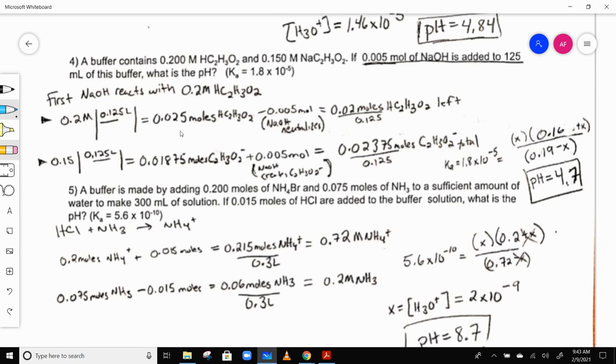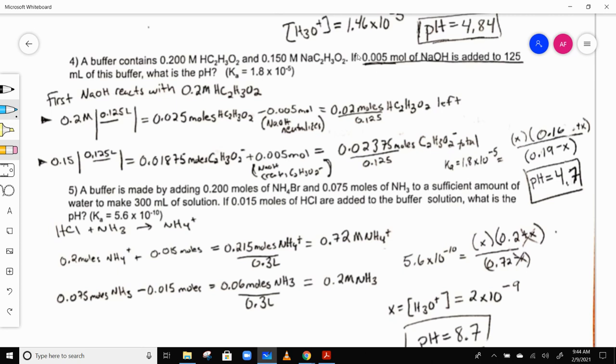Then we know that if we add 0.005 moles of NaOH, that's going to react with the acetic acid and subtract. It's a 1-to-1 ratio. So we're going to lose that many moles of acetic acid. So I subtracted it: 0.025 moles of this minus 0.005 moles of the NaOH. When we do that, we get 0.02 moles of the weak acid left over. Then in order to get the concentration, I divide by the 0.125.